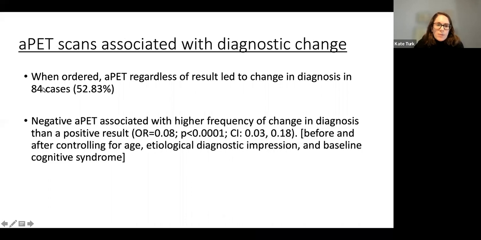We did find that amyloid PET scans were associated with diagnostic change. So when ordered, regardless of the result, positive or negative, the amyloid PET scan resulted in a change of diagnosis in 84 cases, or more than half of cases. But negative PET scans in particular were associated with a higher frequency of change in diagnosis rather than positive results. And then we did this before and after controlling for age, the diagnostic impression in terms of etiology and baseline cognitive syndrome.